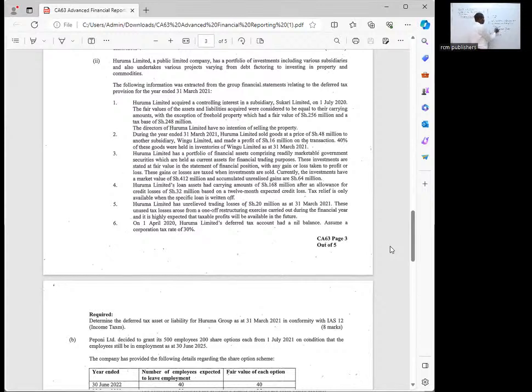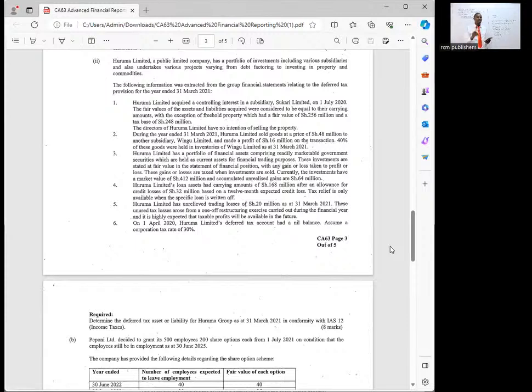Therefore, the taxman will be comparing the two, the tax base and the carrying amount, so that we know whether it is really taxable or not taxable. So if, for example, the carrying amount is higher than the tax base, we're going to get a positive value, and of course the taxman is going to tax us on that positive value. It is taxable.